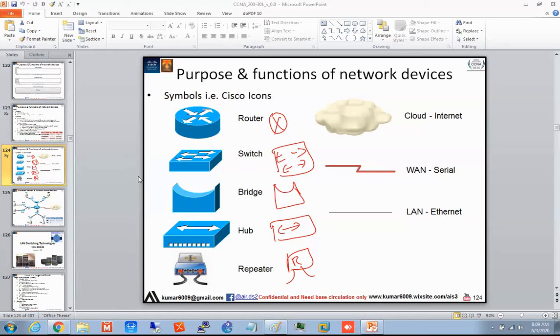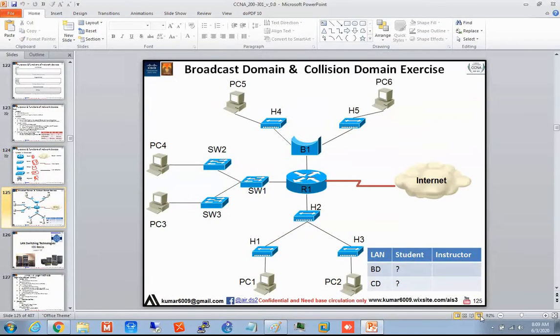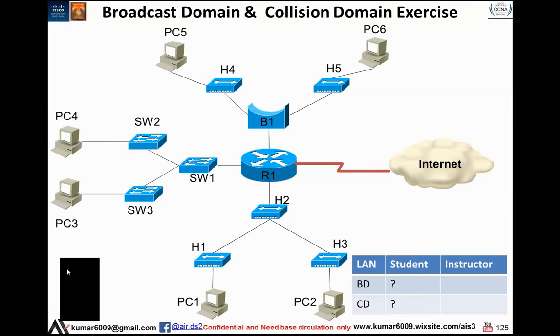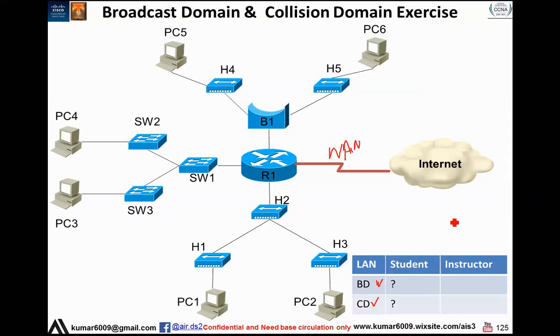Now, what is the exercise? I'm giving a topology. In this topology, you have to tell me how many broadcast domains are there. This is the LAN. This is the WAN, understand? WAN don't consider, leave the WAN as it is. In the LAN, how many broadcast domains are there? How many collision domains are there? You can just give the answer. Then I'll explain the rest.